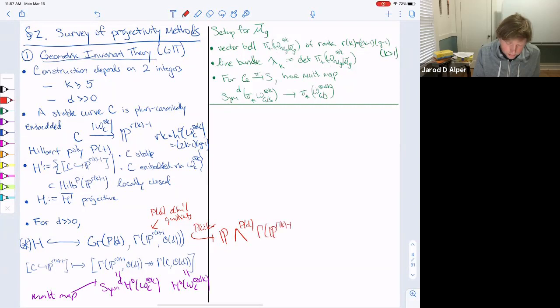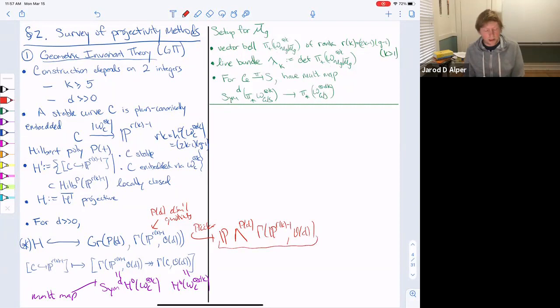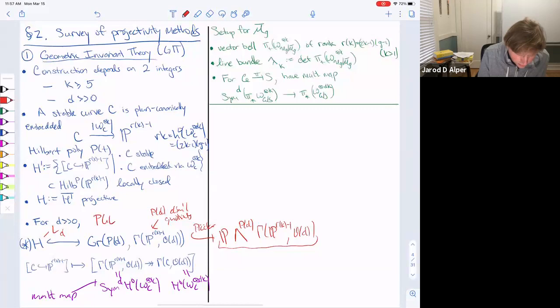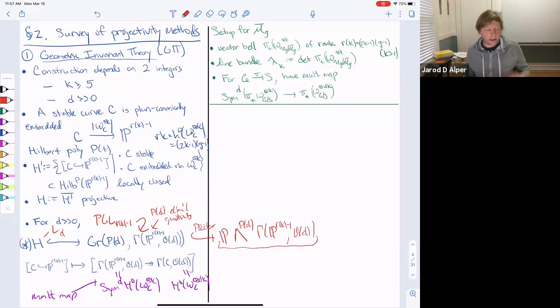So you can pull back O(1) here, and you get an ample line bundle on the Grassmannian, and therefore an ample line bundle on H. Let's call that L_d. Moreover, you also have an action of PGL of R(k) minus one acting on this space, such that H is equivariant with respect to this action.